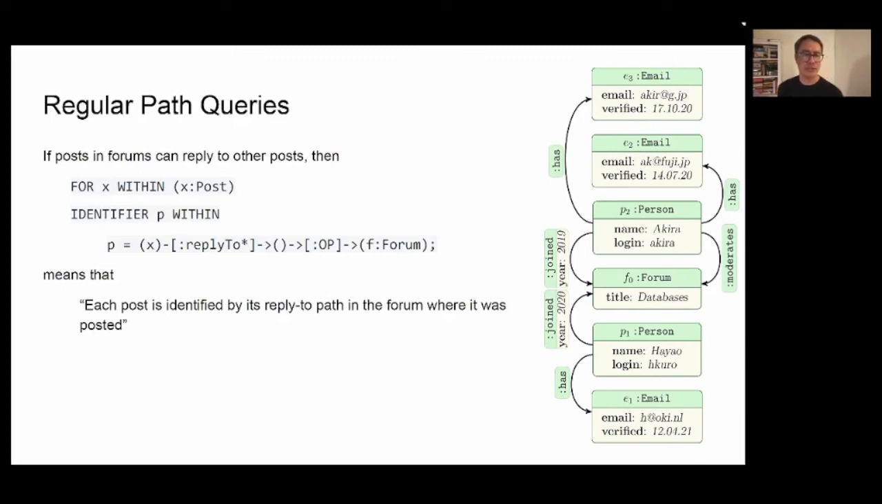Another practical extension is to have support for regular path queries. As an example of a regular path query in a key constraint, suppose that posts and forums can reply to other posts, and we want to ensure that each post is identified by its reply-to path in the forum where it was posted. Then in the descriptor of the values, we would have a reply-to, but now zero or more times. So a path of length 0 or longer using just reply-to edges.